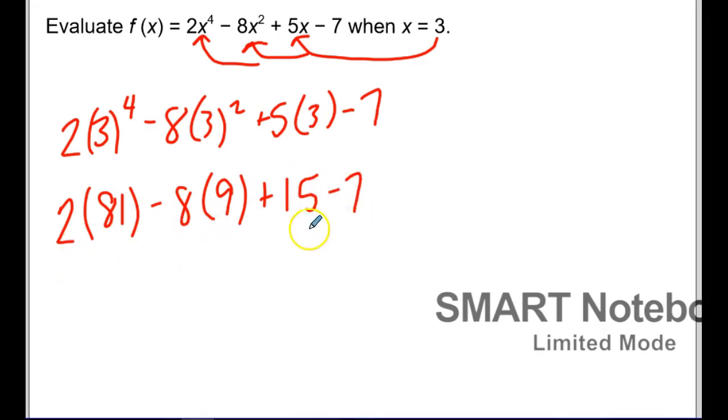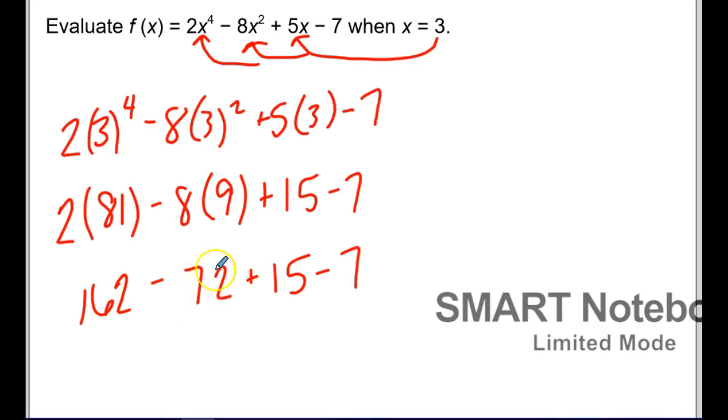I just always want to do these one step at a time. So now I can multiply 2 times 81, which is going to give me 162, minus this 8 times 9 is 72, plus 15, minus 7. Well, so now I see 162 minus 72 would give me 90, plus 15 minus 7. 90 plus 15 is 105 minus 7, and 105 minus 7 would give me 98.